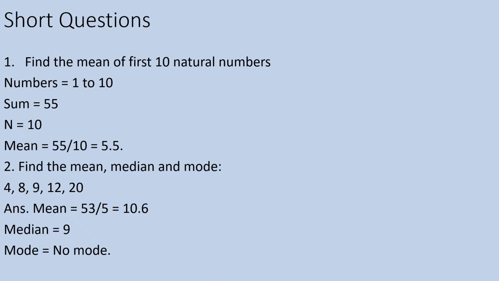So here we find the sum is equal to 55. So the sum of observations is equal to 55 and the number of observations is equal to 10. So mean will be the sum of observations divided by the number of observations, which is equal to 5.5.